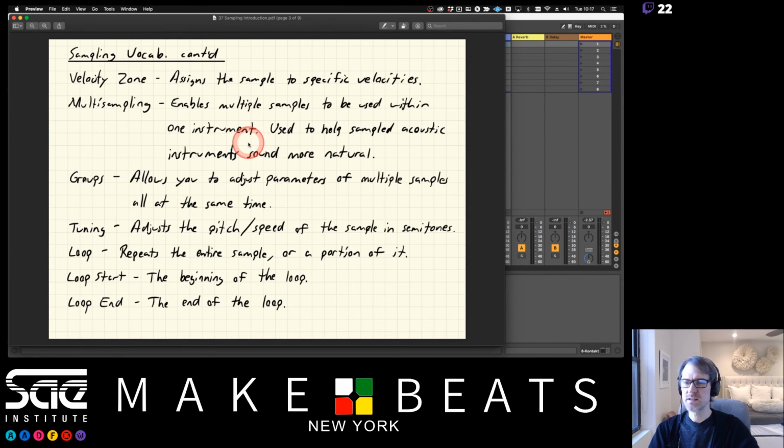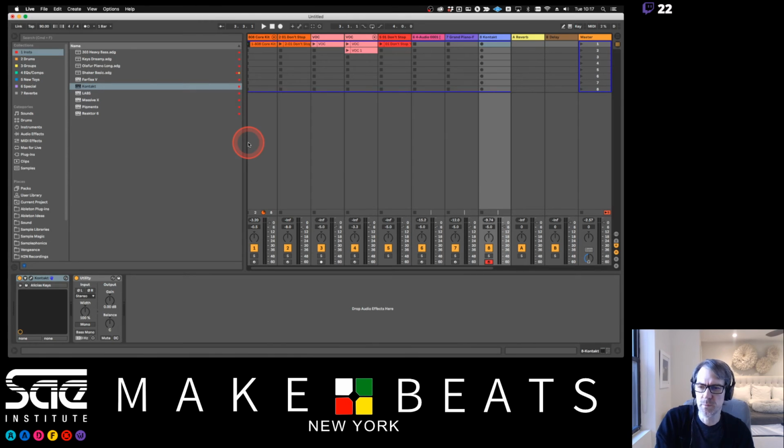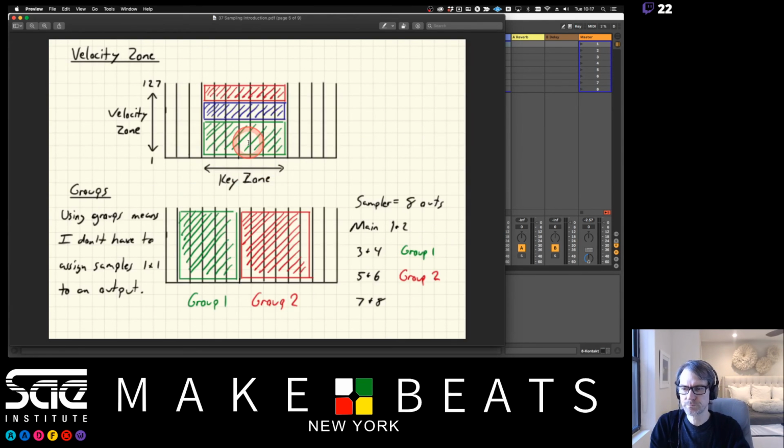Then we have groups. When you have a whole bunch of instruments like this, a whole bunch of samples like this, you need to keep them organized. That's what groups does. Groups allows you to adjust parameters of multiple samples all at the same time. So I can put multiple samples into a group. I can have these be individual samples here, but they're in one group.